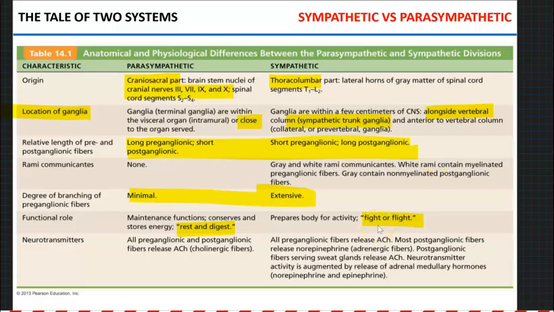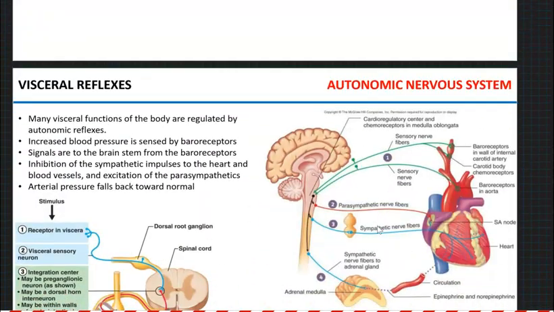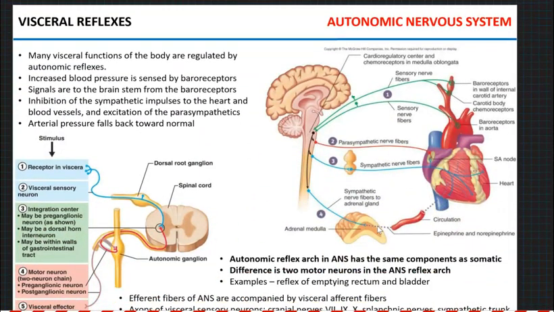Just like the somatic system, just like skeletal muscles, your autonomic nervous system controls your body activity through reflexes. As a matter of fact, you have very little control over your body. Okay?